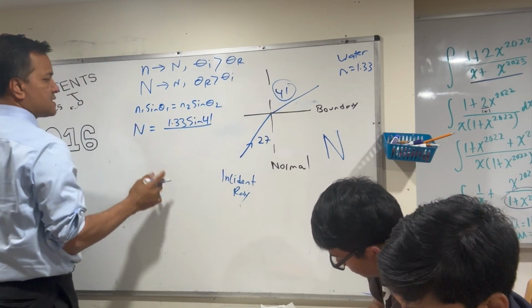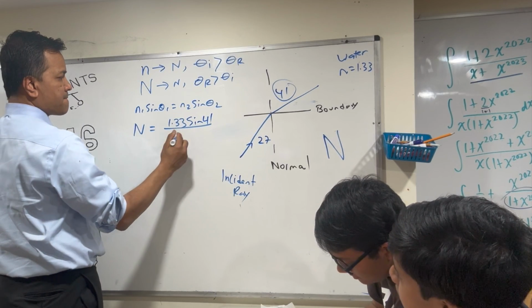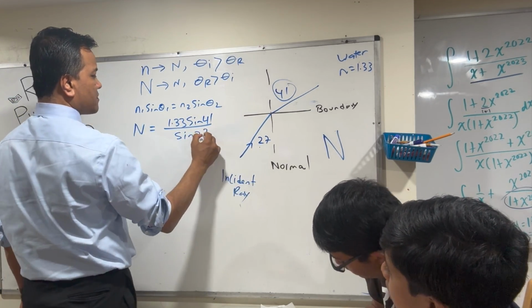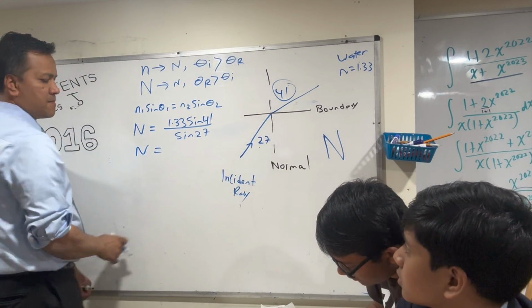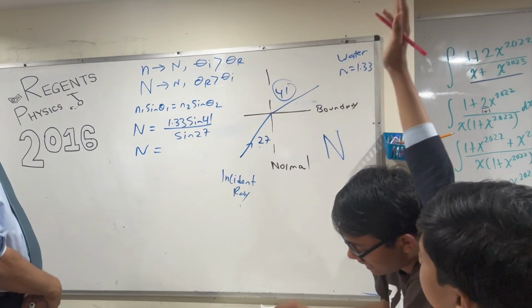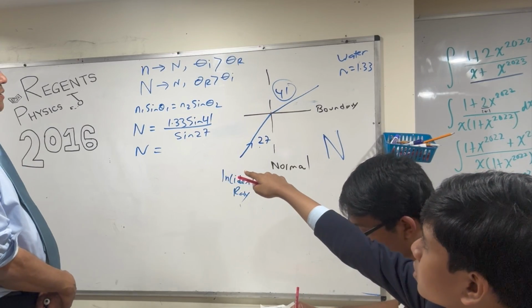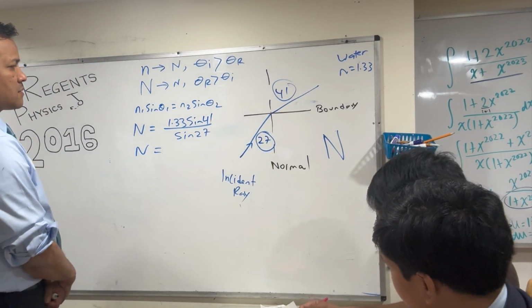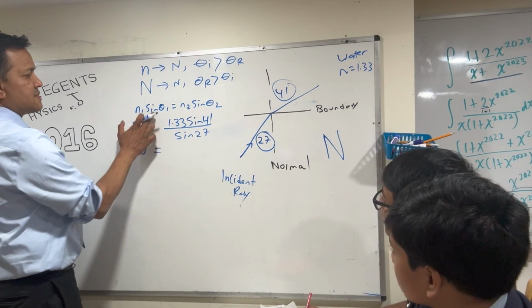Yeah. And Isaac, what is this one? It's a mineral with unknown N2. Sine 27. We know 27. It says 27, that's the incident angle. Yes, this is the incident angle.